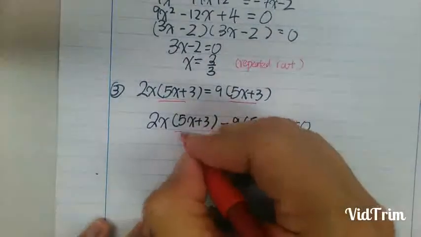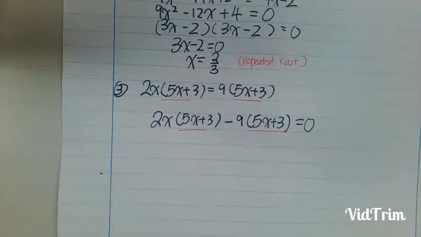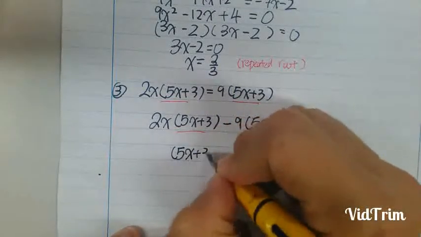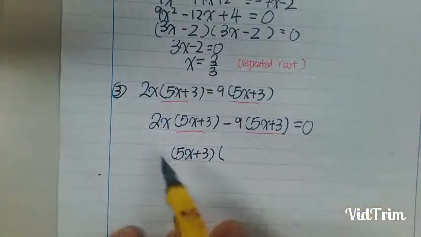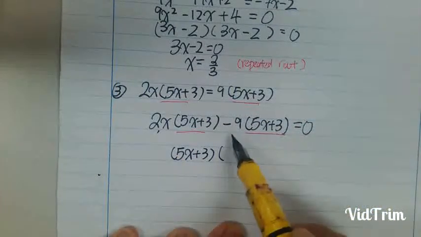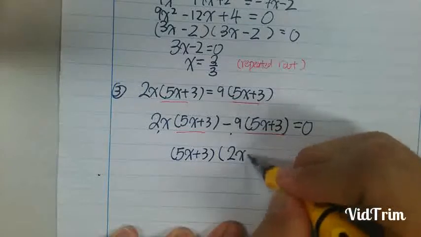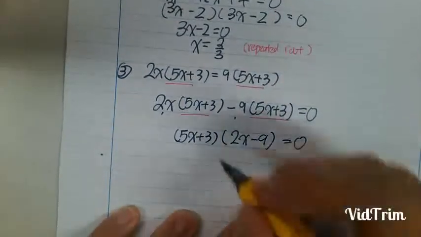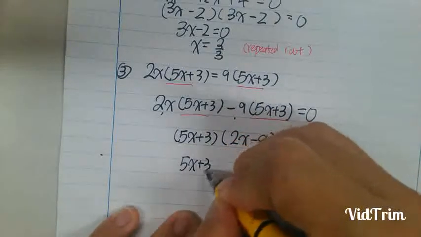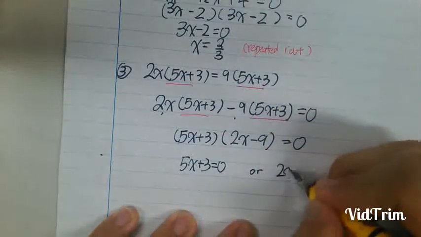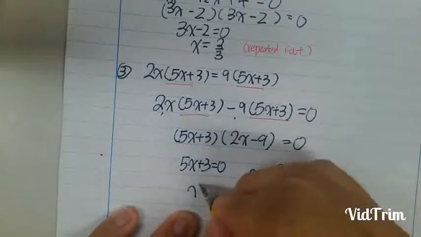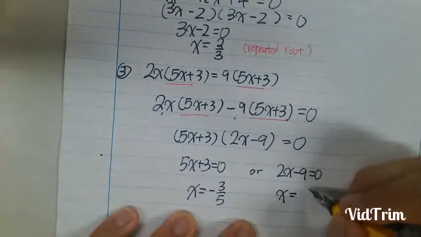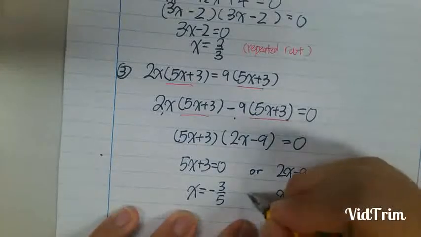Then, notice that the common term is 5x plus 3. So if I were to factorize 5x plus 3, what is left inside my bracket is 2x minus 9 is equal to 0. Then same thing, how we solve this, 5x plus 3 is equal to 0 or 2x minus 9 equals 0. x is equal to negative 3/5 or x equals 9/2, 4 and a half.